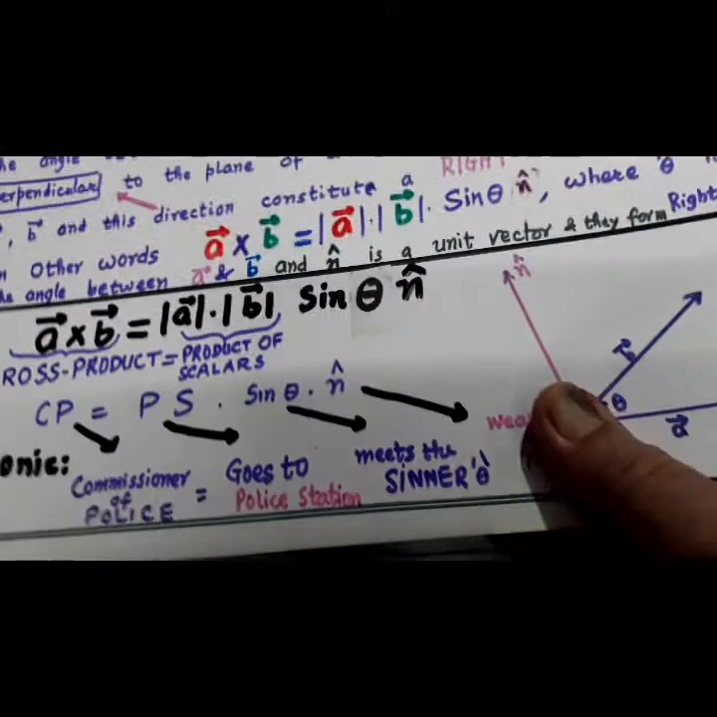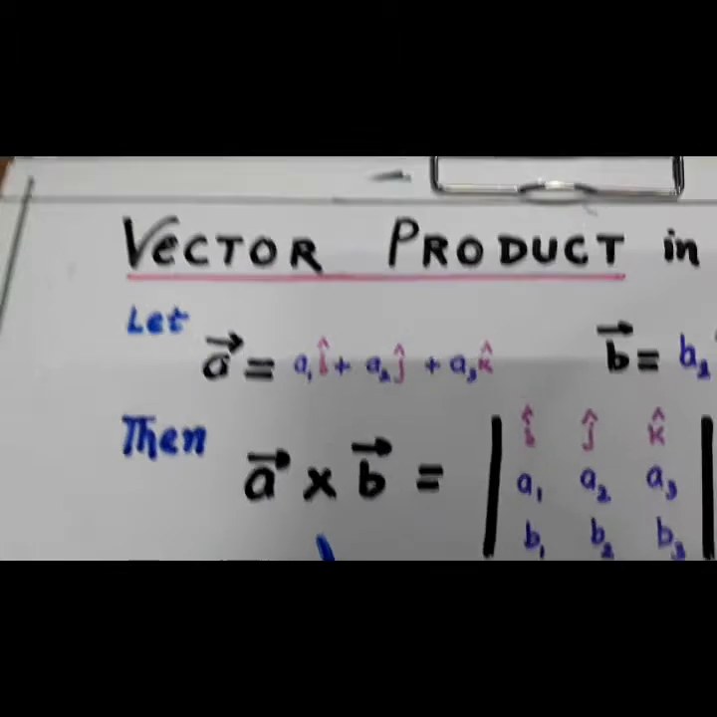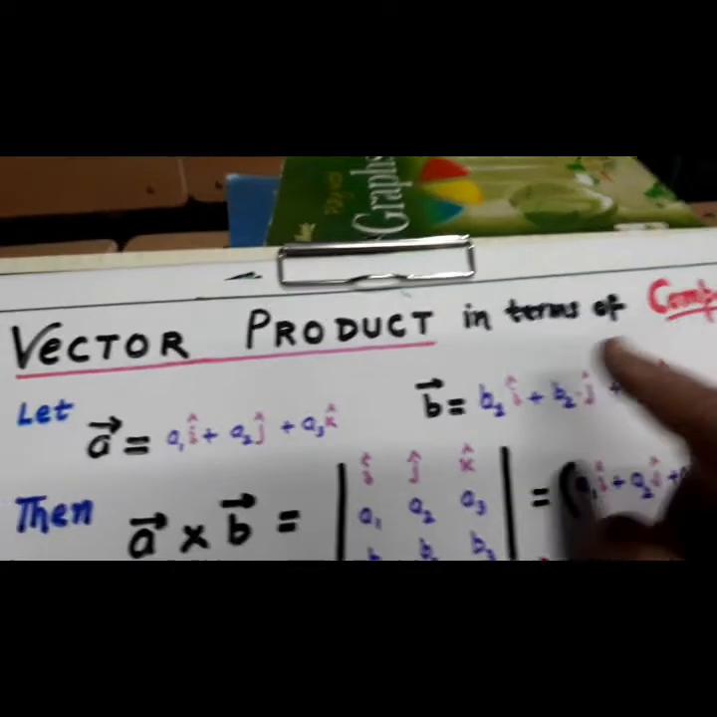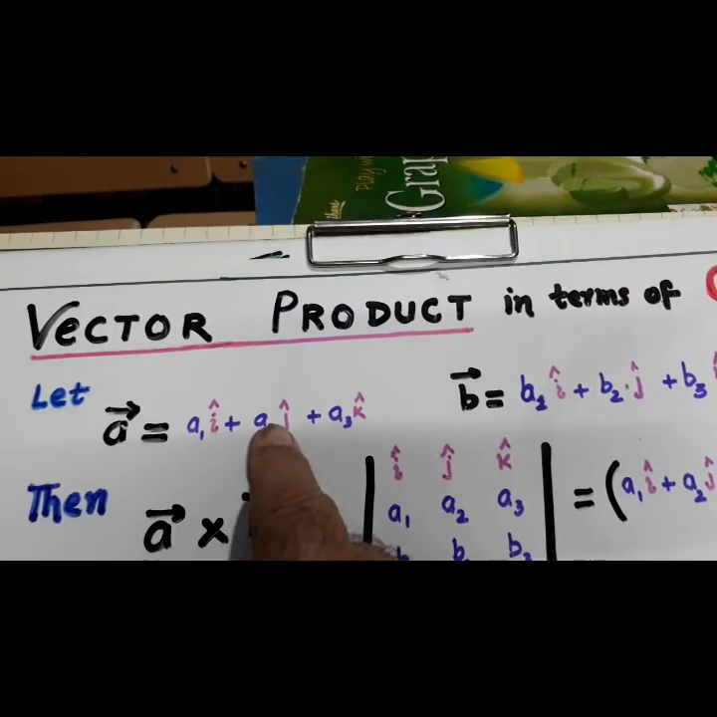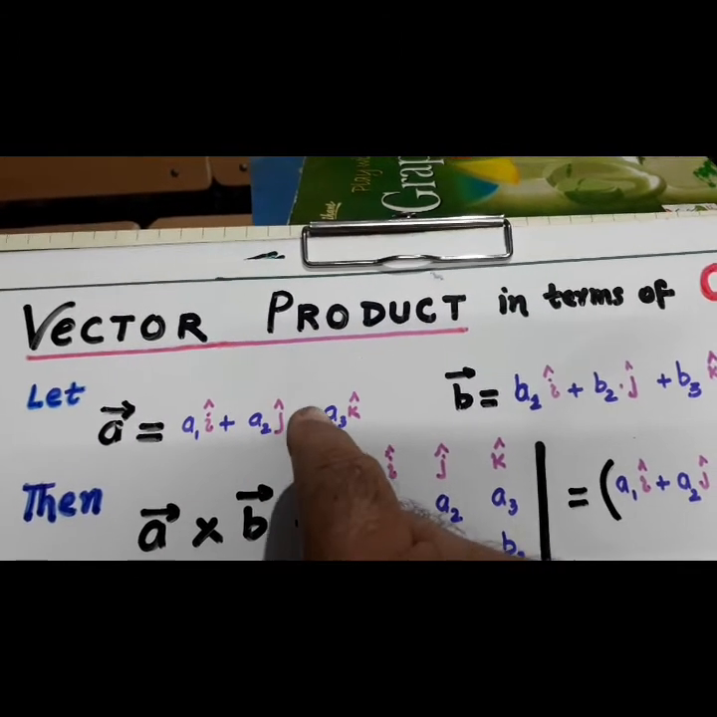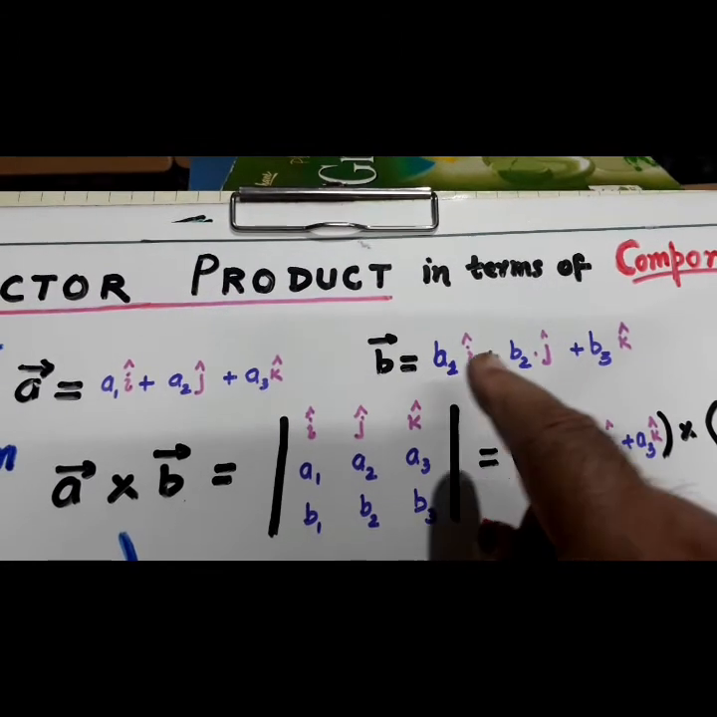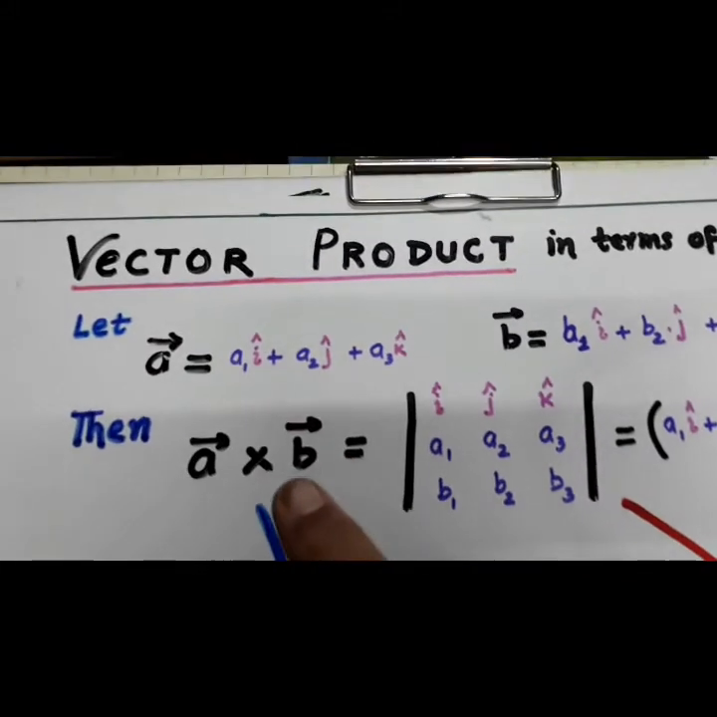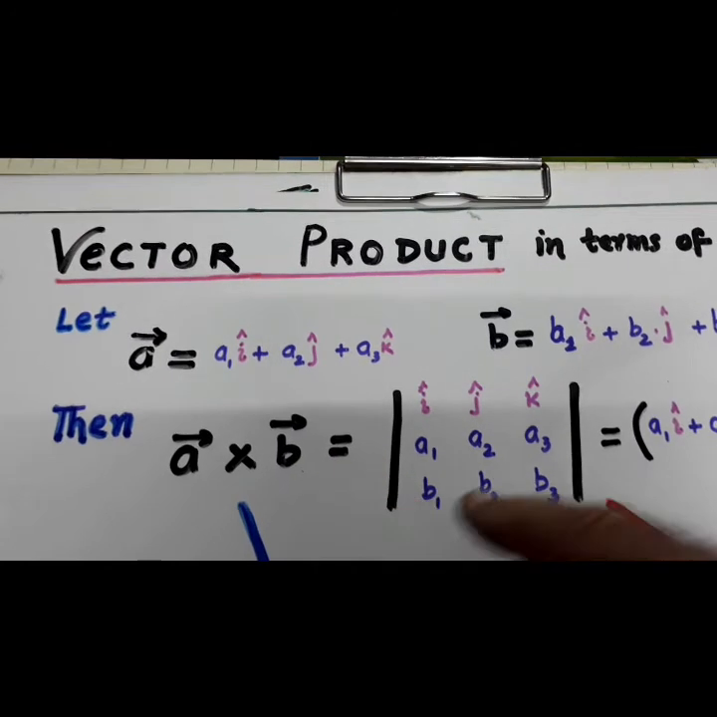I have made it simpler. Look here. Vector product in terms of components. Now, let A be having three components: A1, A2, A3. Vector B has three components: B1, B2, B3. So, then A cross B is equal to determinant.